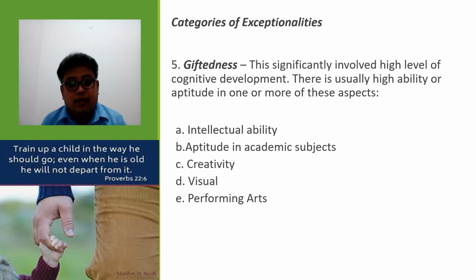The last category of exceptionalities is the giftedness. These significantly involve a high level of cognitive development. There is usually high ability or aptitude in one or more of these aspects. Letter A, intellectual ability. Letter B, aptitude in academic subjects. Letter C, creativity. Letter D, visual. And letter E, performing arts.